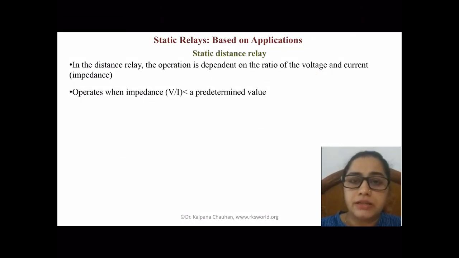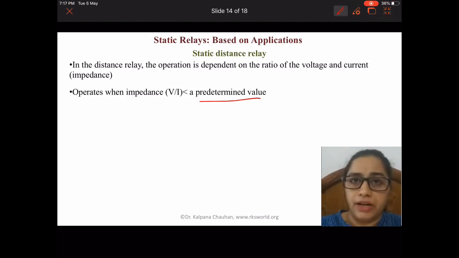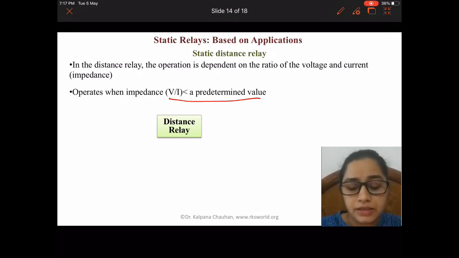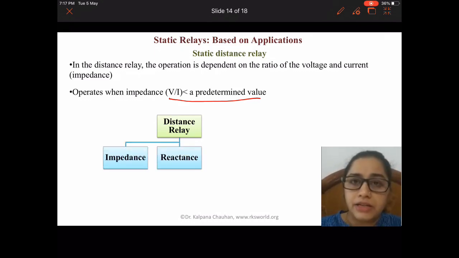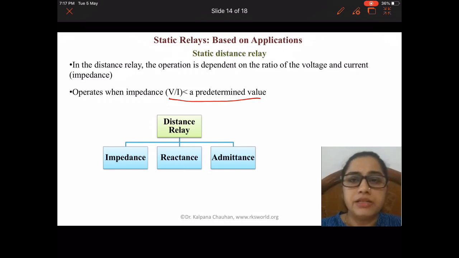The next type of relay is the static distance relay. In the distance relay, the operation is dependent on the ratio of voltage and current. We are talking about the ratio of voltage and current, that means we are talking about the impedance. This relay gets operated when this impedance, the ratio of V and I, is less than a predetermined value. Distance relays can be categorized based on their characteristics. These may be impedance relay, reactance relay or admittance relay. Admittance relay, sometimes we call it the Mho relay.